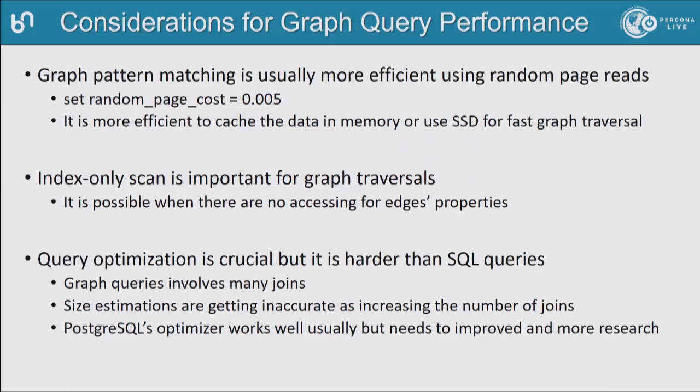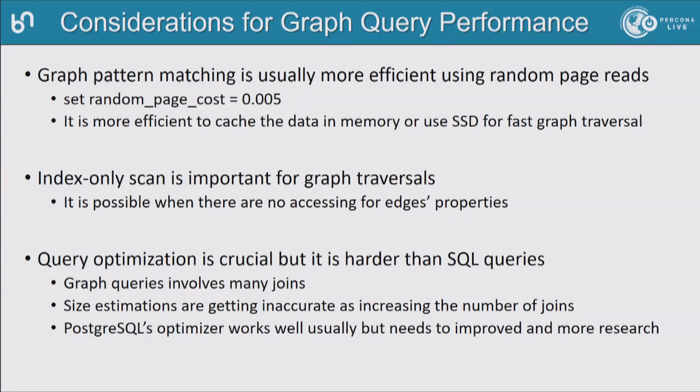There are many considerations about graph query processing. Among them, I want to explain 3 points here. First, graph pattern matching is usually more efficient using random page reads rather than sequential reads. So it is recommended to decrease the random_page_cost parameter value, which is the Postgres configuration parameter to set the cost of random page I/O. The graph processing uses random I/O extensively. It is more efficient to cache the data in memory or use SSD storage to store the graph data.